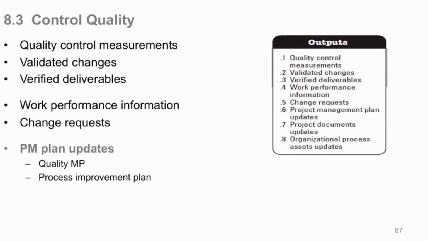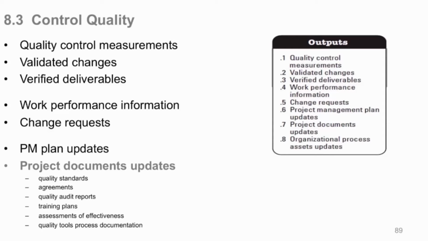PM plan may be updated, your quality plan may be updated itself, subsidiary plan, and of course your process improvement plan is a very likely candidate for update as you try and keep things, make things better, reduce rework, reduce your cost of quality, and all that is good stuff to do.